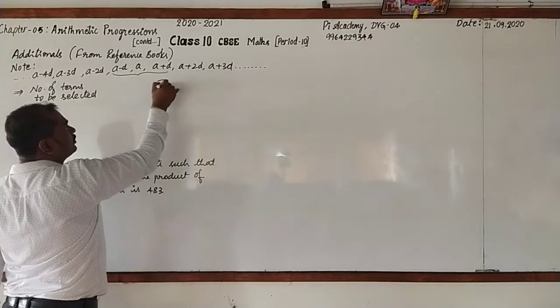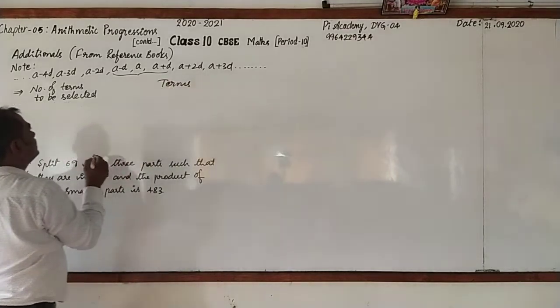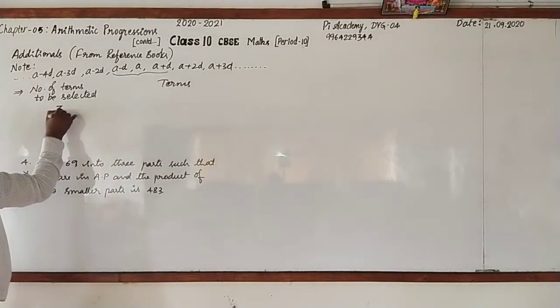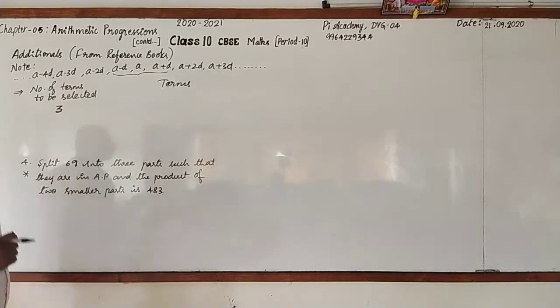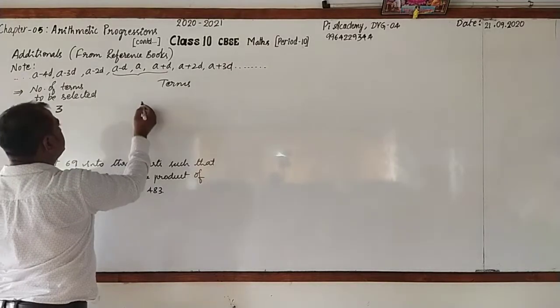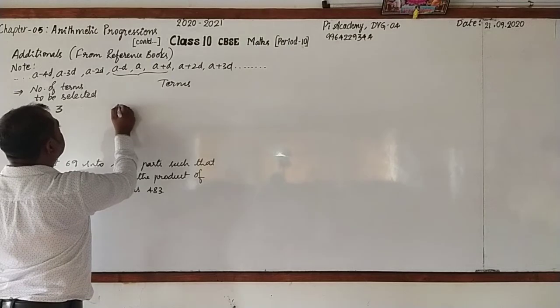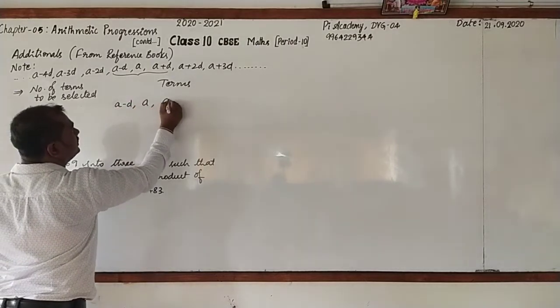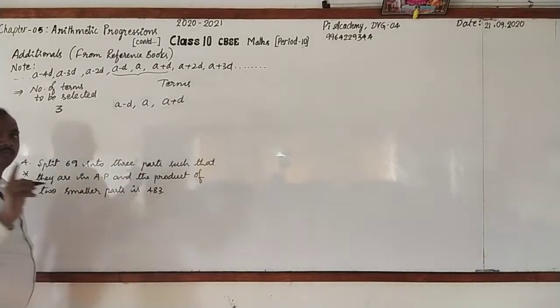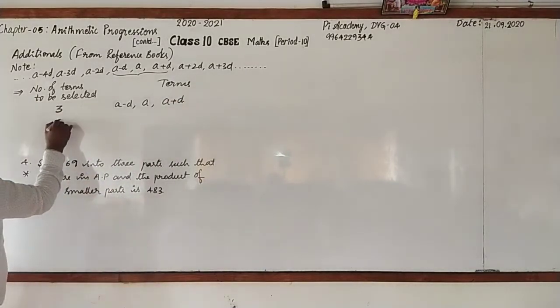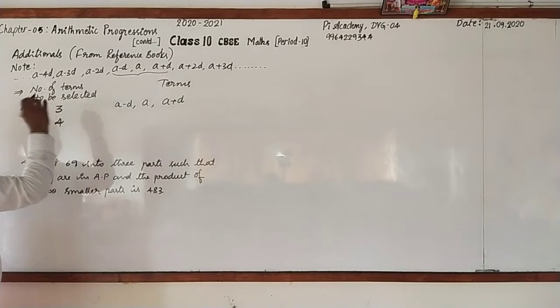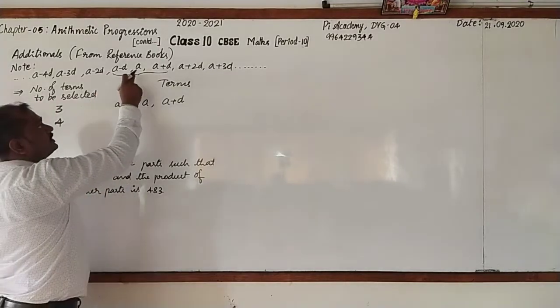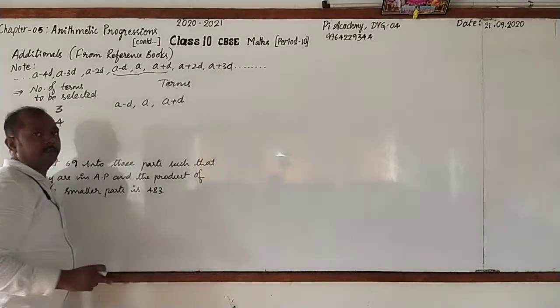Then here I am going to write the terms. Suppose we need 3 terms. How do you go for taking? These are the terms. Here I will write A minus D, A, A plus D. Followed? If the number of terms required is 4, how do you go for taking? Will you take A minus D, A, A plus D, A plus 2D?